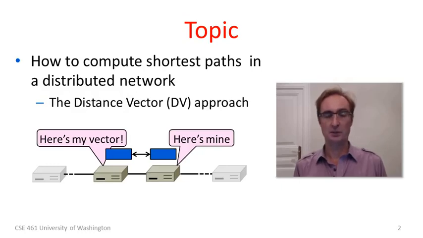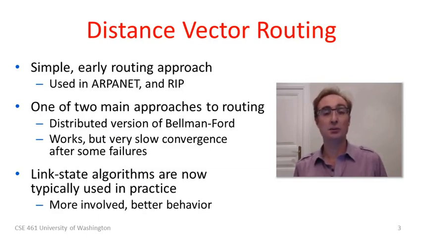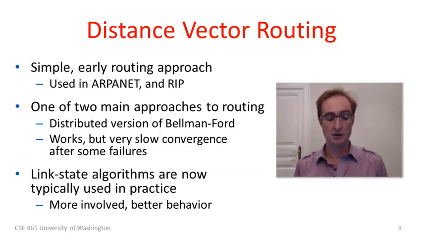It's called this because every node maintains a vector of distances to other nodes and they exchange these vectors with one another. So distance vector routing is a fairly simple routing algorithm. It's been used for a long time, at the beginning in the ARPANET, and also in a protocol called RIP. It's one of the two main approaches to routing. Now it doesn't use Dijkstra's algorithm as part of it. We'll see the other approach that does.